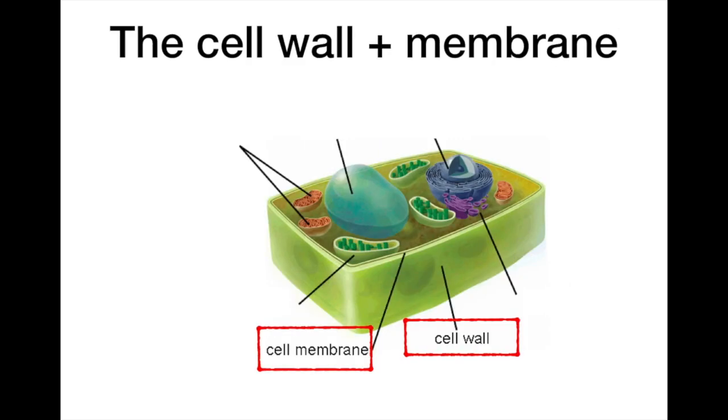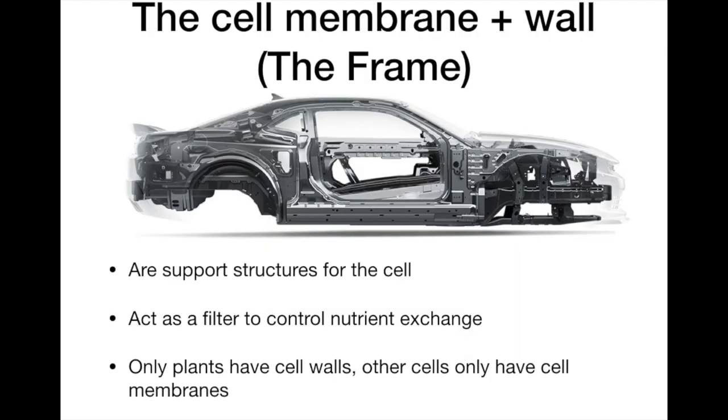The cell wall and the cell membrane. That's kind of like the frame of a car. So these two structures are on the outside of the cell. They provide support for the cell. They also act as a filter. So it keeps all of the essential nutrients on the inside and all of the not so important stuff on the outside. Okay? In plants, you will find a cell wall. In all other forms of cells, there won't be a cell wall.